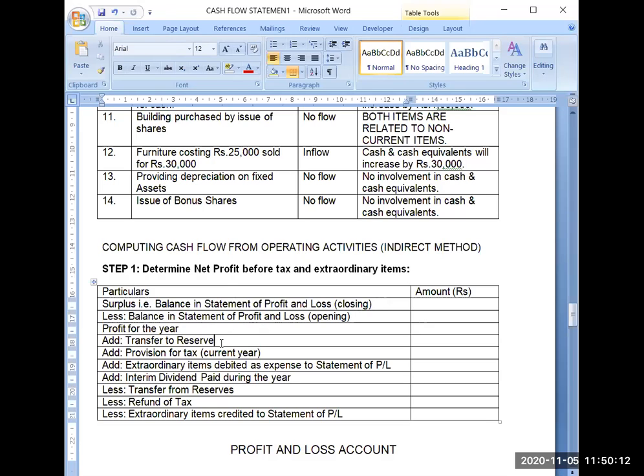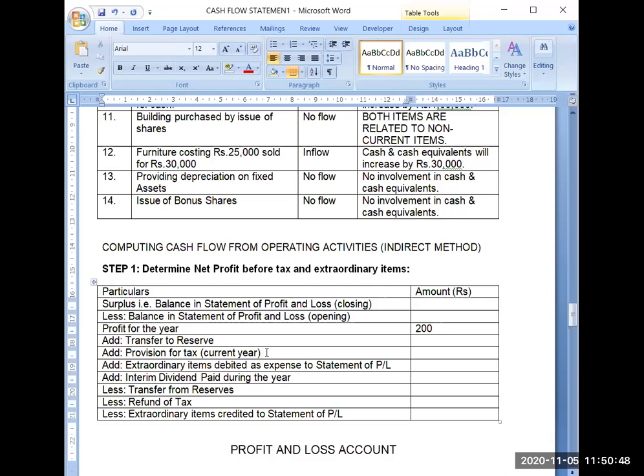Then you have to add certain figures into that. Whatever profits you have transferred to reserves in that particular year has to be added back, because reserves are undistributed profits. So if I am getting 200 rupees here, obviously this 200 is after transferring some profits to reserves. So those reserves are to be added back.